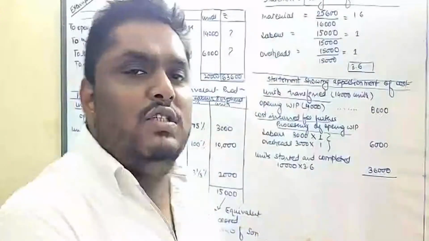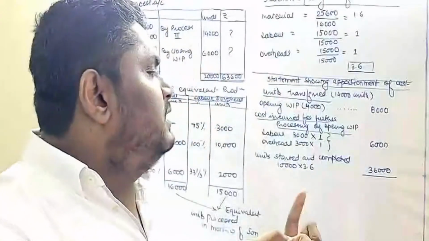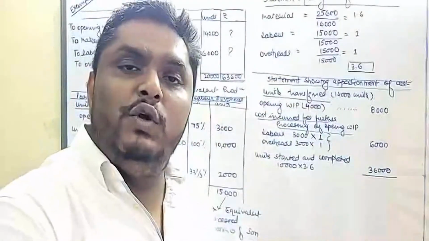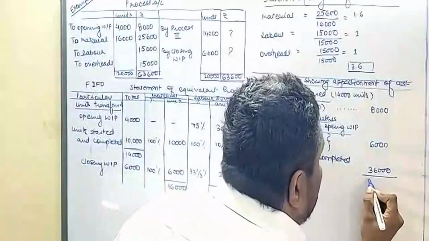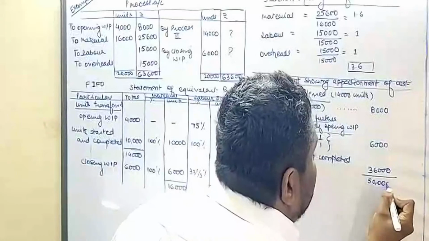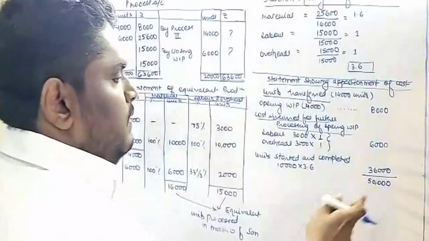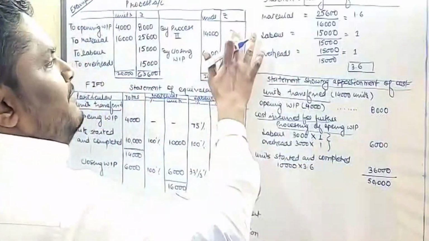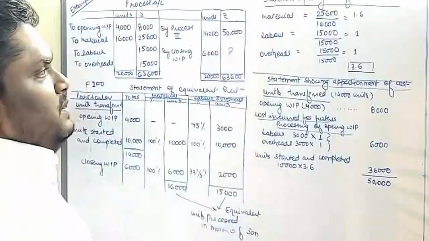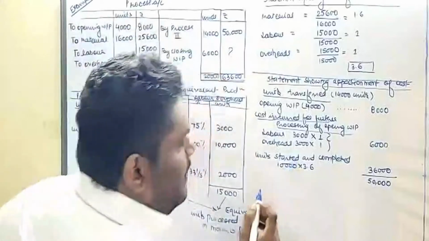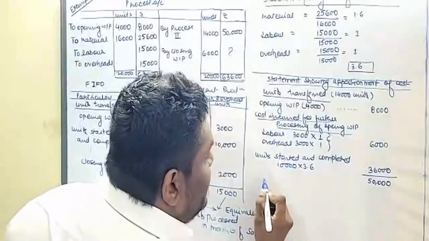So the total cost of units transferred will be how much? 36,000 plus 6,000 plus 8,000, that is the cost incurred in the previous month. So this will be 50,000. So the 50,000 will be the value of units that are transferred to the next process. Now let's calculate the value of closing work in progress.